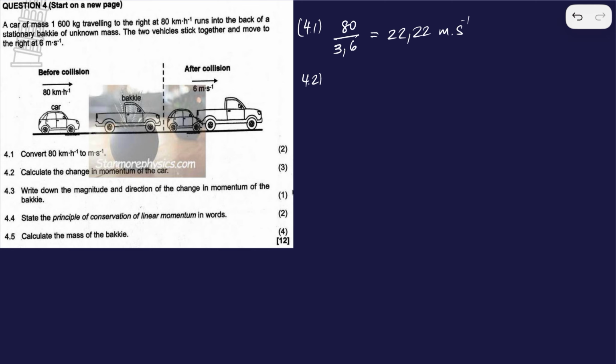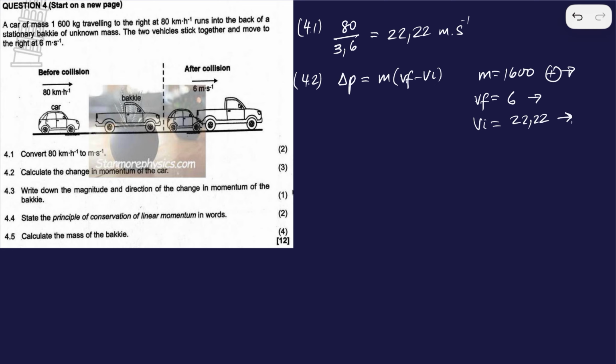Question 4.2, calculate the change in momentum of the car. So I'm just going to write out the information that we need. Remember the formula: delta P is equal to M into Vf minus Vi. We need the mass, and we've been given the mass. The mass is 1,600. I'm going to choose right as positive here. So the Vf is 6, and that's to the right, and then the Vi we calculated as 22,22, and that's also to the right. Now we substitute.